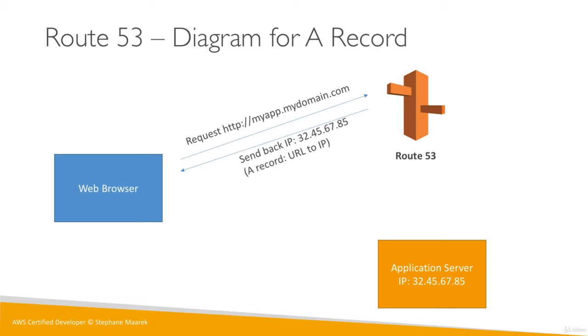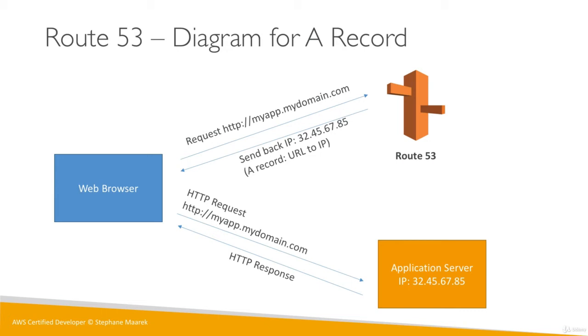Now my web browser says, oh, that's cool, thanks. And it makes an HTTP request using the same domain name, but this time it knows to go directly to the application server, and the application server sends back the HTTP response. Now, because the DNS requests don't happen at every request, they get cached, so my web browser will know that myapp.mydomain.com is my IP 32, etc., etc. And so basically my web browser now goes straight to my application server.